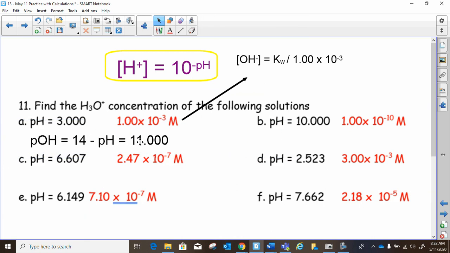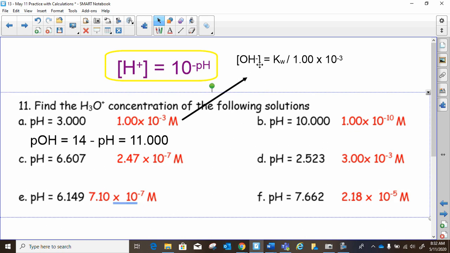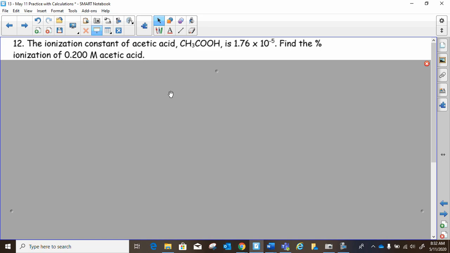So again, if you're given pH, you can find pOH by just subtracting the pH from 14. If you're given the hydrogen ion concentration and you're looking for the hydroxide ion concentration, you can just take Kw and divide by the hydrogen ion concentration. Okay? Okay, ionization constant for acetic acid is, find the percent ionization. Okay, first of all, I want you to notice that this is acetic acid. There's the formula. If you didn't know what the formula was, you could look on your table of acids and bases.